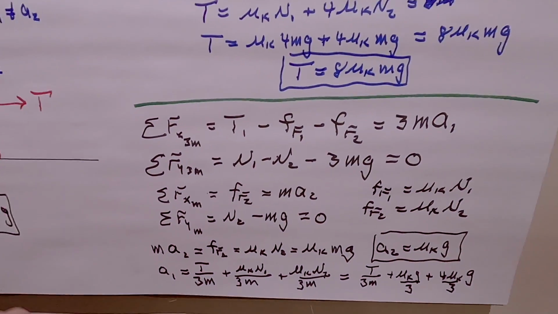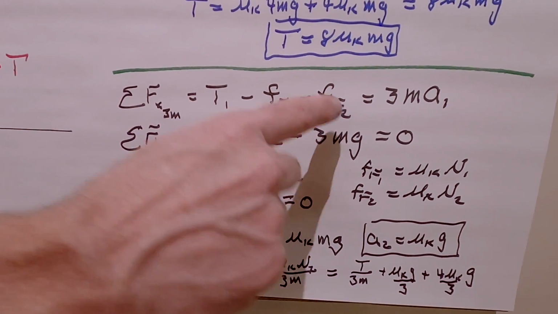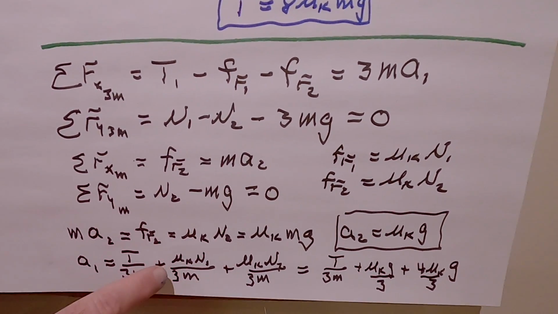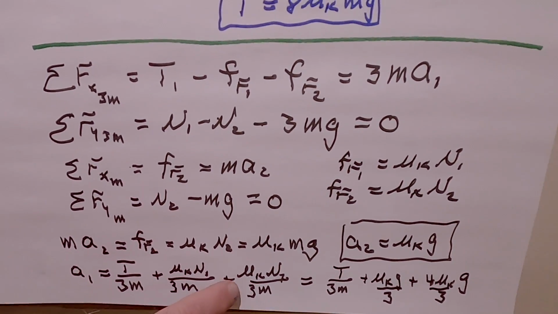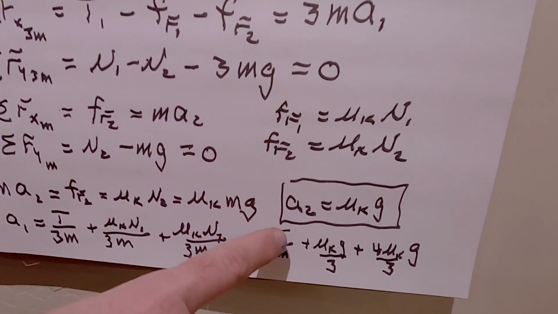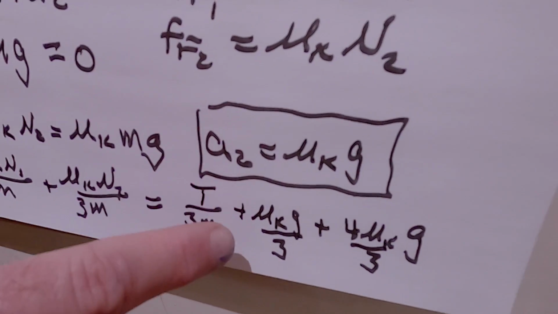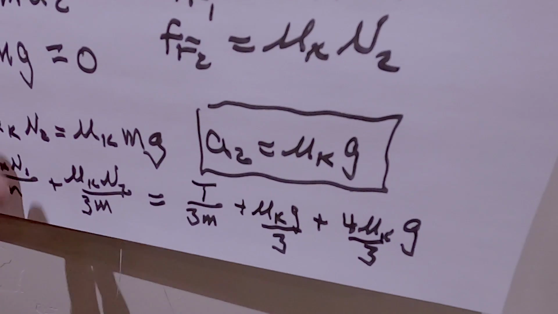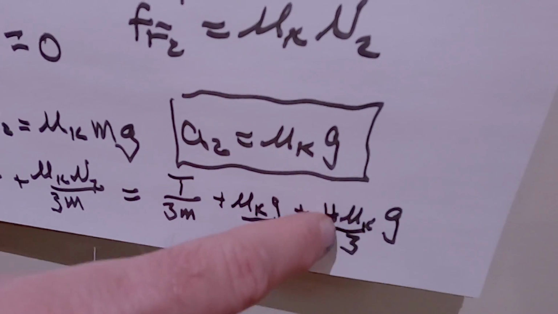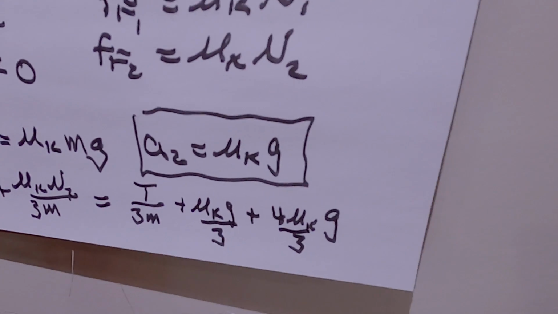Okay, so now when we want to solve for A1, we can just take this equation and divide everything by 3m. So we have A1 equals T over 3m plus the frictional force 1, which is mu K N1 over 3m, plus the frictional force 2, which is mu K N2 over 3m. So now we can say, here's my T over 3m. We know N1 and we know N2. One of them was 4mg, one of them was mg. I can cancel out the m's, so the m's are gone. So one's just a 1 and one's a 4. And now we can combine these two together. 1/3 plus 4/3 would equal 5/3.